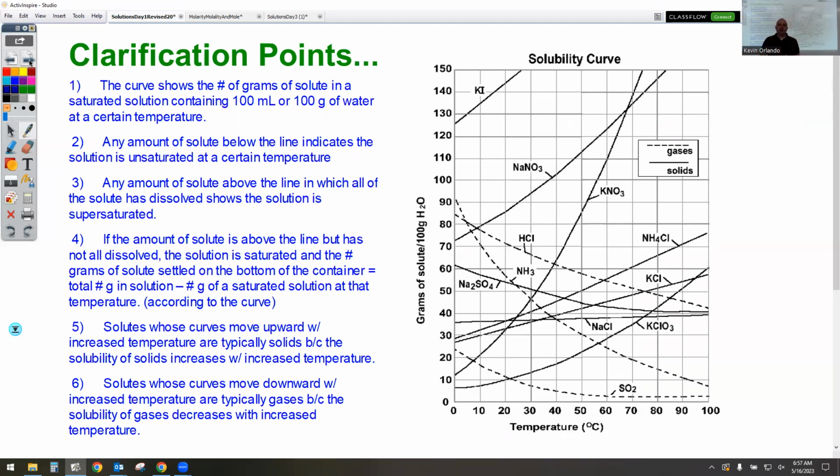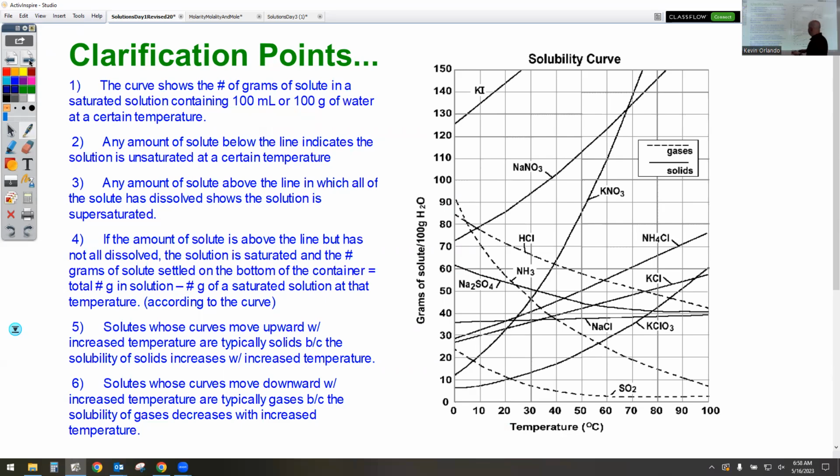Okay, behind me, what you see is what's called a solubility curve. The solubility curve basically has a map of how much of a particular solute dissolves at any given temperature. The y-axis here represents the grams of solute that dissolve per 100 grams of water. So imagine all of this was tested using a beaker containing 100 grams of water.